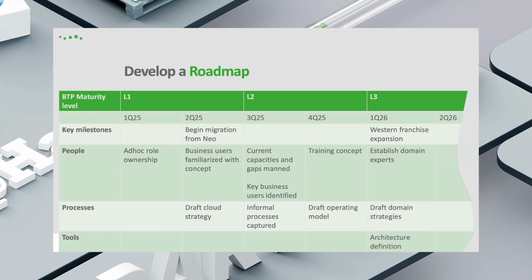But the basic idea is that you'll have a plan to work through the FRE BTP maturity levels. Not a canned plan, but one that you fit to your organization's needs.